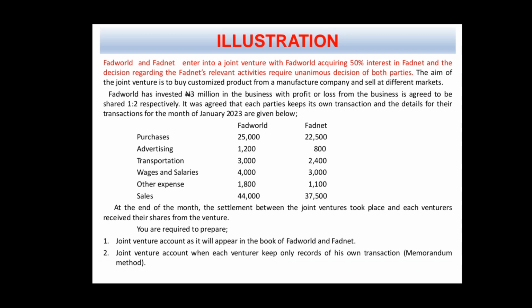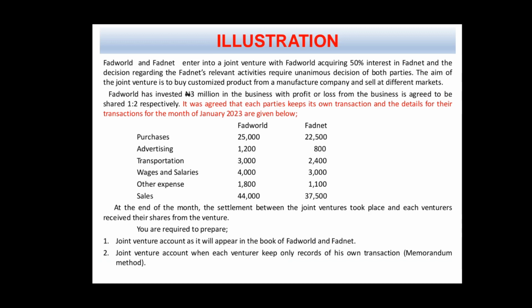So the aim of the joint venture is to buy customized product from manufacturing company and sell at different markets. Fadward has invested 3 million naira in the business, with profit or loss from the business agreed to be shared 1:2 respectively. It was agreed that each party keeps its own transactions, and details of their transactions for the month of January 2023 are given below.